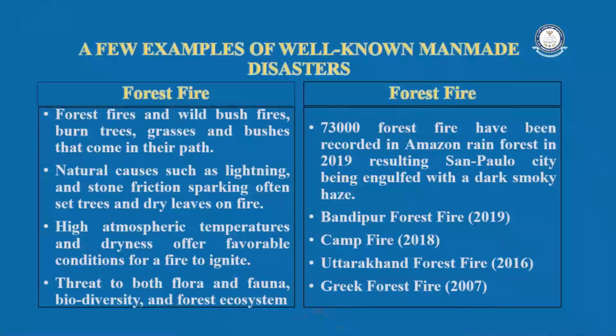Forest fires and wild bush fires. Wild bush fire is a natural disaster, taking place due to natural activities like lightning and stone friction. Whereas forest fire is a man-made disaster which can take place due to atmospheric temperature and dryness offering favorable conditions for ignition. So it is a threat to both flora and fauna, biodiversity as well as the forest ecosystem. This is about forest fires.